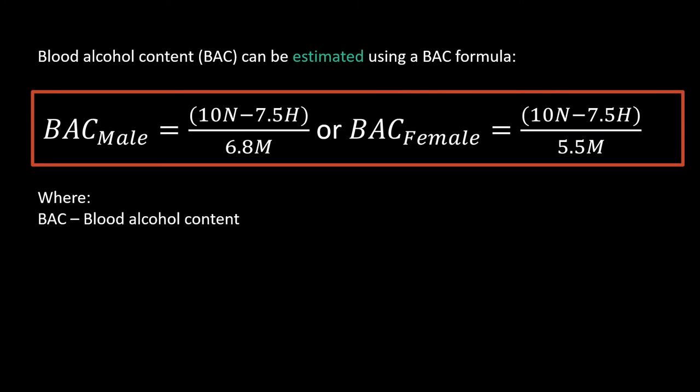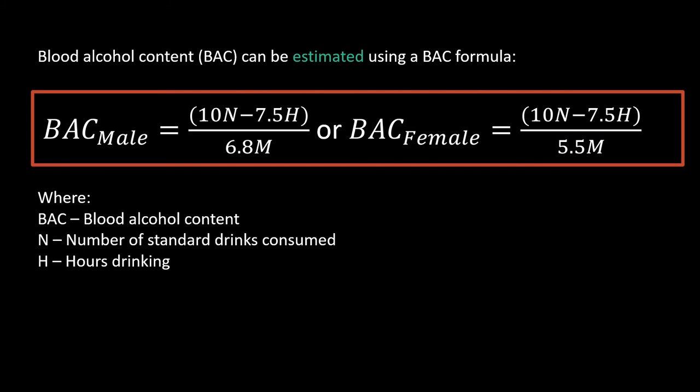And the different variables in here represent: BAC is the blood alcohol content, N is the number of standard drinks consumed, H is the number of hours drinking, and M is the mass in kilograms. So this is only an estimation because this is only taking into account weight, number of standard drinks, and gender, whereas as we saw before, other things also play a factor in it, like your health and your liver function, and this doesn't take that into account. So this is just a way to estimate an average person's blood alcohol content.